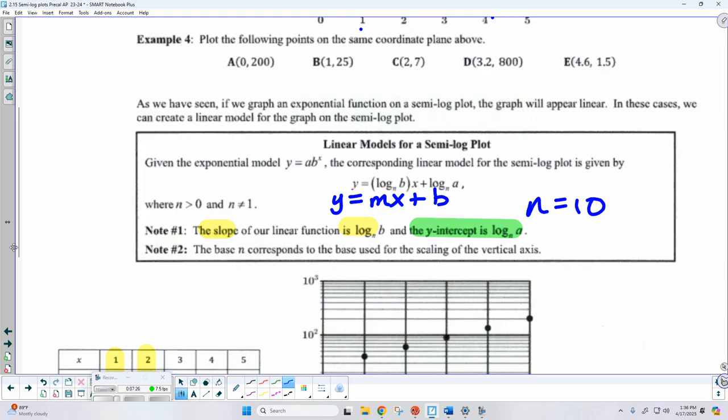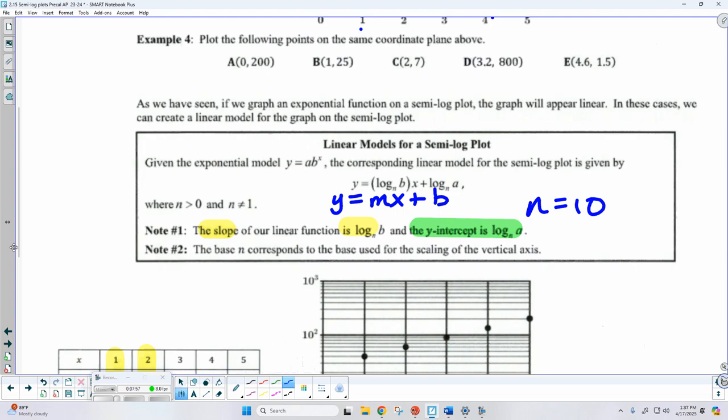Linear models for a semi-log plot. So given the exponential model, y equals a times b to the x, the corresponding linear model for the semi-log plot is given by y equals log base n of b, x, plus log base n of a. Now, I know that looks strange, but this is just the logarithm's version of slope-intercept form. You're going to see down here at the bottom that log base n of b represents our slope. Log base n of a represents our y-intercept.